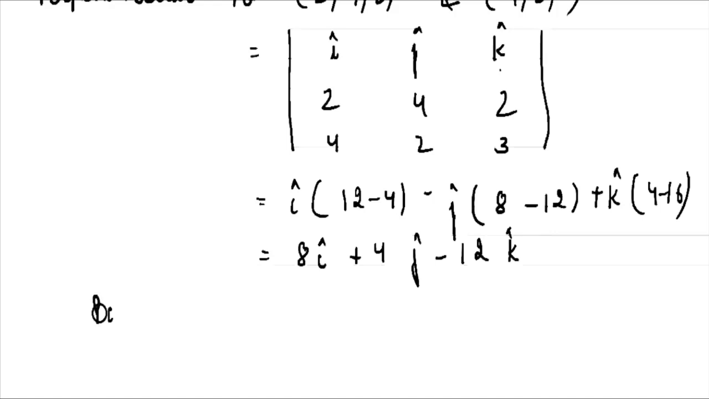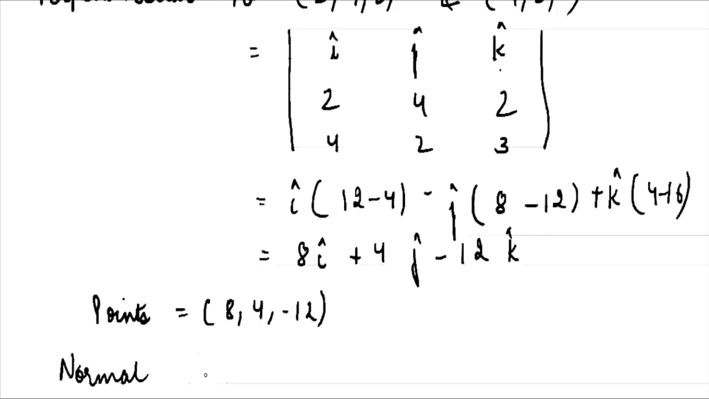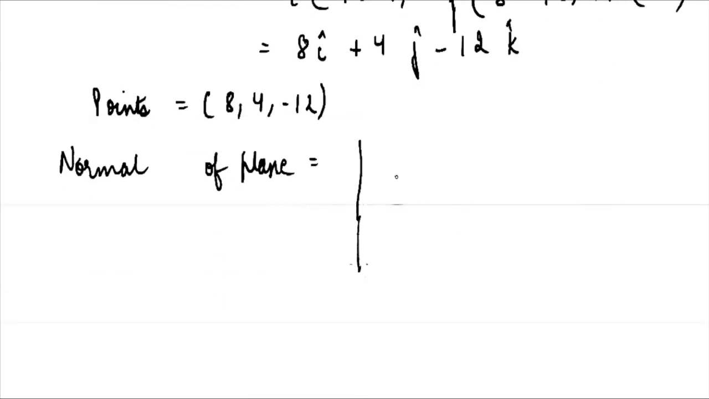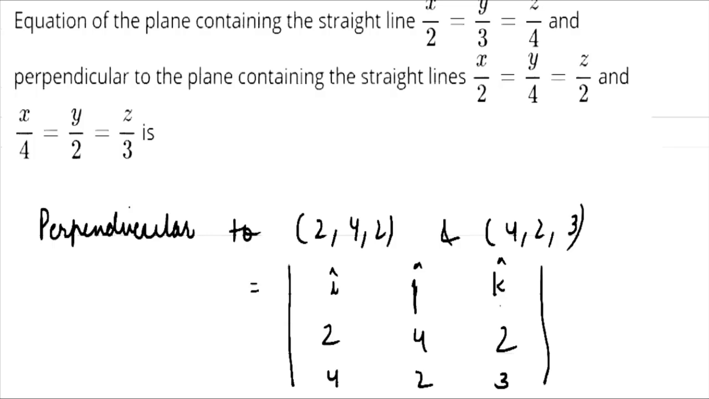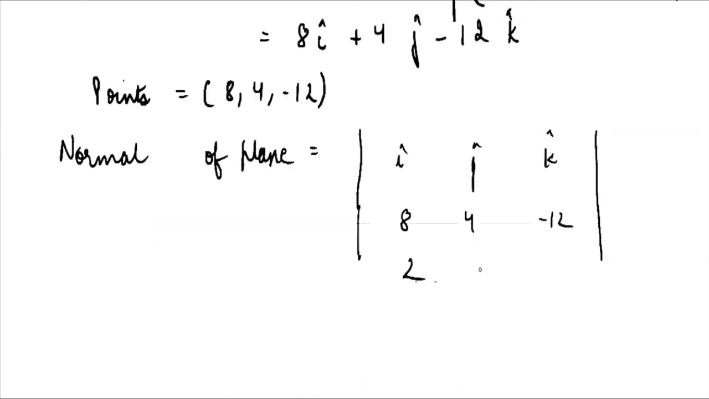Now what are the points? So the point would be 8, 4, minus 12. Now we have to find the vector which is normal to this plane. So it would be the normal of the plane. Again I'm writing i cap, j cap, k cap, then 8, 4, minus 12, and 2, 3 and 4. So let's find out the equation.